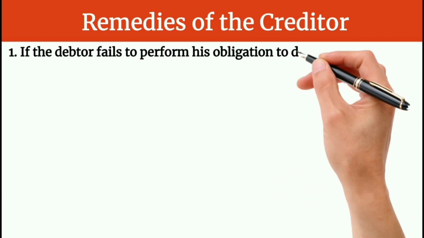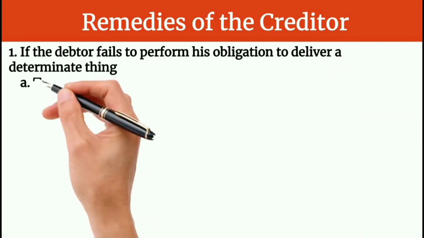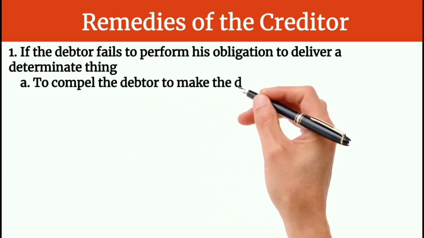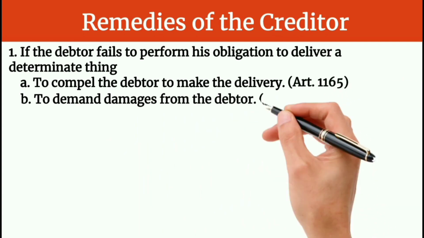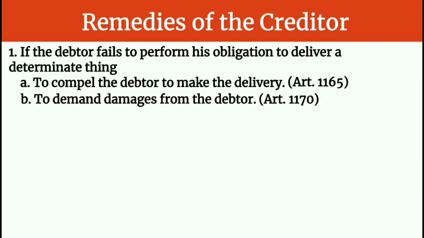If the debtor fails to perform his obligation to deliver a determinate thing, the remedies of the creditor are to compel the debtor to make the delivery and to demand damages from the debtor. These are Article 1165 and Article 1170 respectively. Take note that the thing here is determinate thing or a specific thing. In case hindi na-perform ni debtor ang kanyang obligation na i-deliver yung determinate thing or specific thing kay creditor, ang gagawin ni creditor ay i-compel niya or i-force niya si debtor na i-deliver na niya yung specific thing or determinate thing. Aside from that, magdedemand din si creditor ng damages kay debtor.